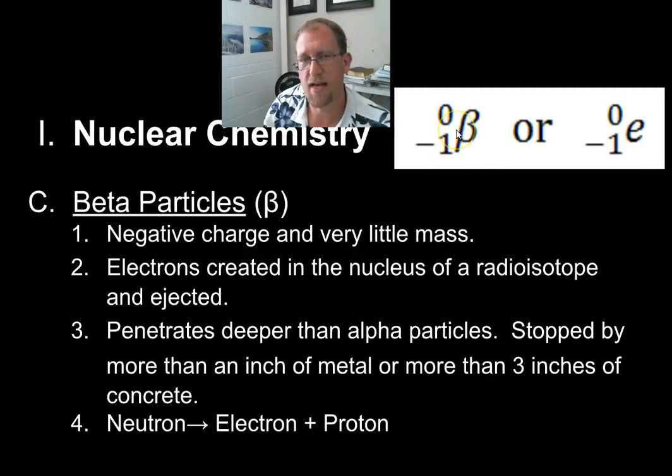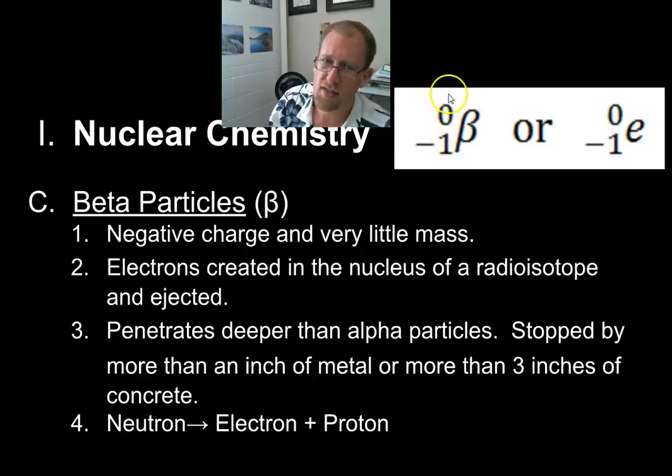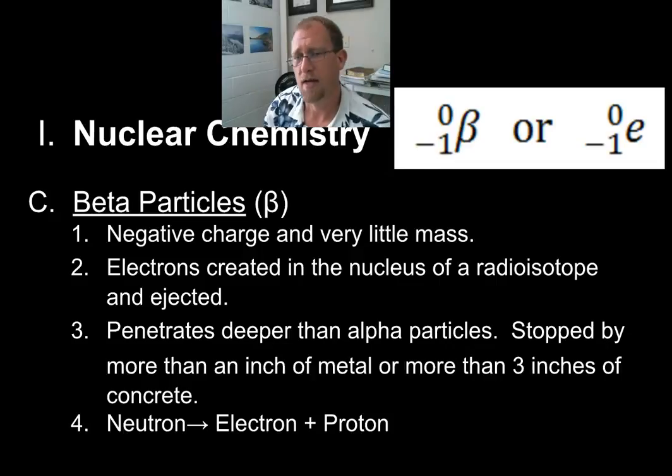Now, we said that a helium nucleus was 4, 2. It had a mass of 4 and 2 protons. This is 0, -1. Why? Well, an electron doesn't have any mass to talk about, so that's 0. And its proton number is -1 because when it left the nucleus, that nucleus went up in proton number by 1. It dropped in neutrons, did not change in mass, and the number of protons went up by 1. So what do you subtract from something to make it go up by 1? You subtract -1. So the proton number of a beta particle is -1 and its mass is 0. You can also write it this way to reflect that it is in truth an electron.